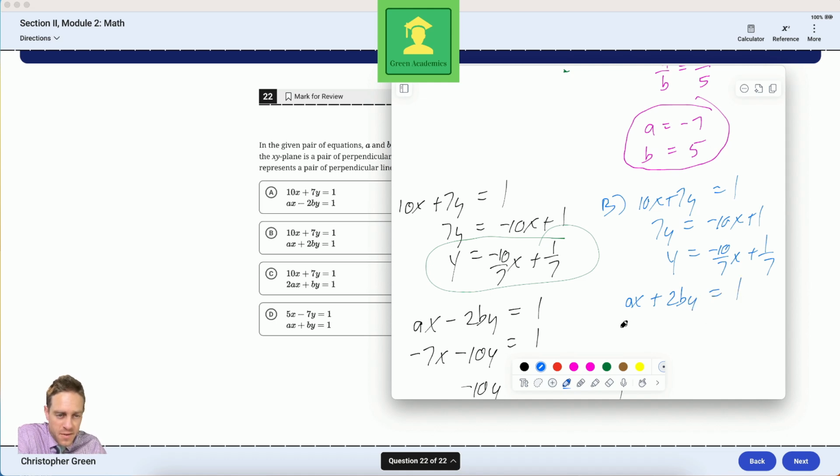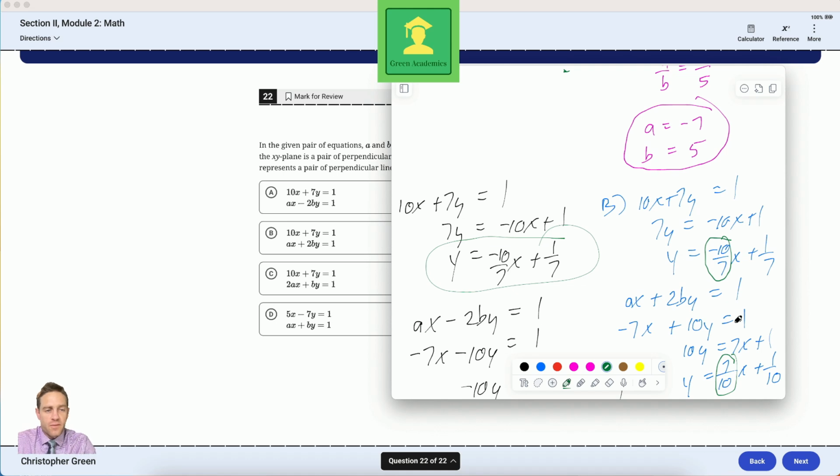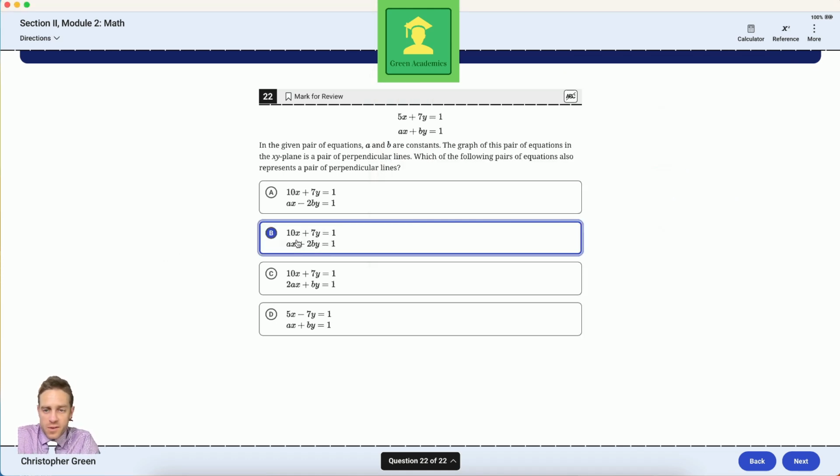But a is negative 7, so negative 7x plus 10y equals 1. 10y is 7x plus 1, so y equals 7/10 x plus 1/10. That should be the answer, right? Because negative 10/7 and positive 7/10 are negative reciprocals for their slopes. So it's B as in boy.